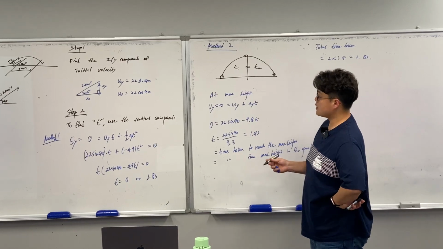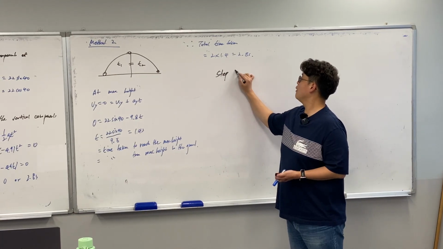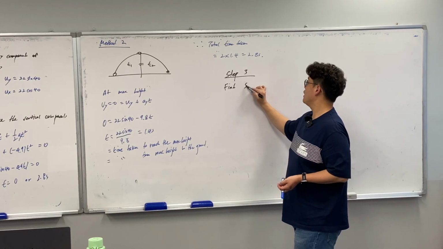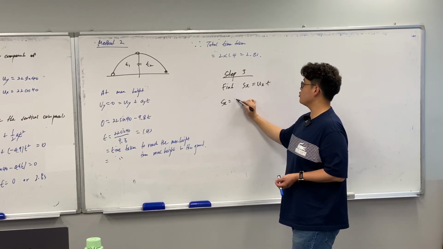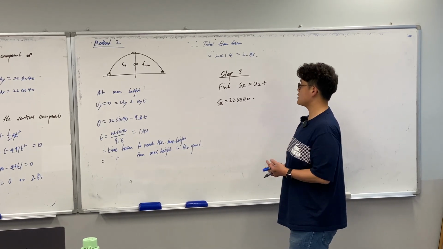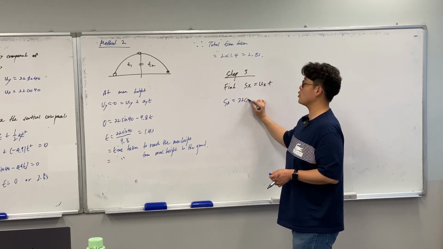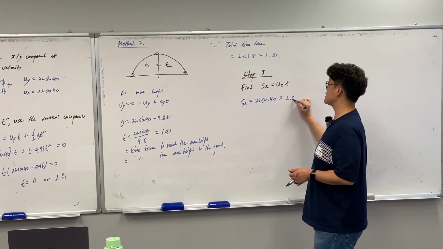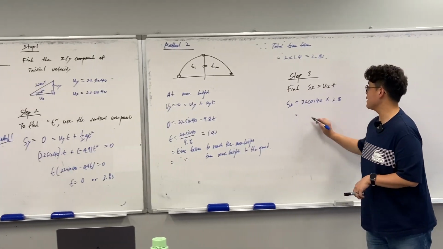Okay, so we got the time taken. Step 3 for this question. What do we have to do? We have to find the Sx using the Uxt. So the range would be Ux, which is given as what? 22 cos 40. Sx equals 22 cos 40 times the total time taken. We found that by either of those methods, it would be 2.8 seconds. It will give you the value of 48 meters.